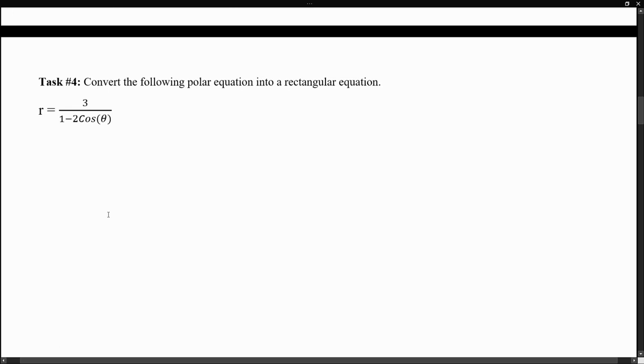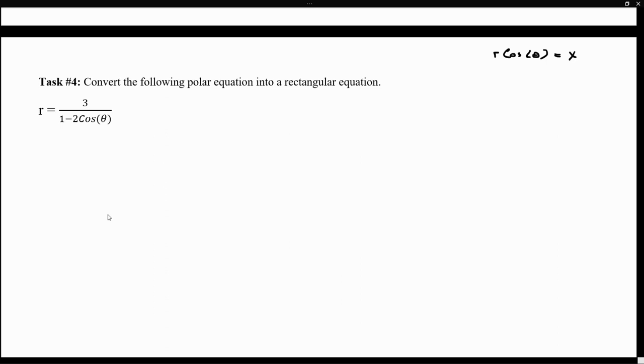So let's just do one more example here. Take a look at task number 4. And again, we want to write everything in terms of x's and y's. So the first thing that I notice is that I almost have the same problem here as we did in task number 3. I have a cosine, but I kind of need r cosine for me to just substitute it with an x. So I'm missing an r.